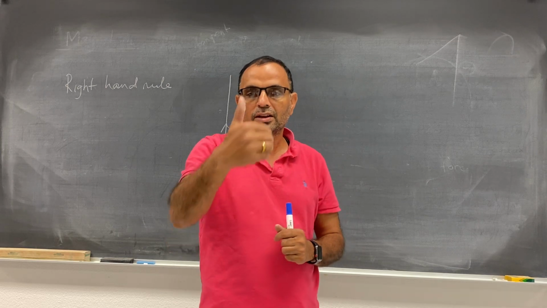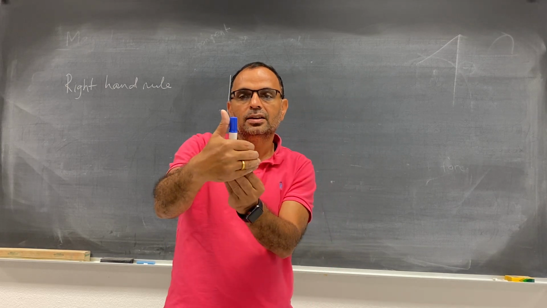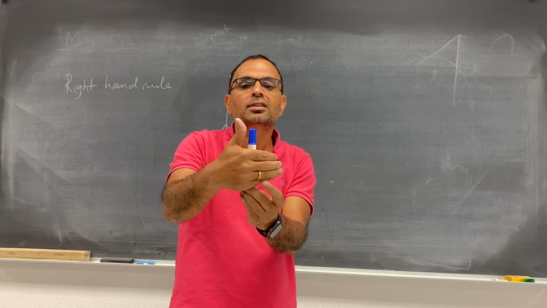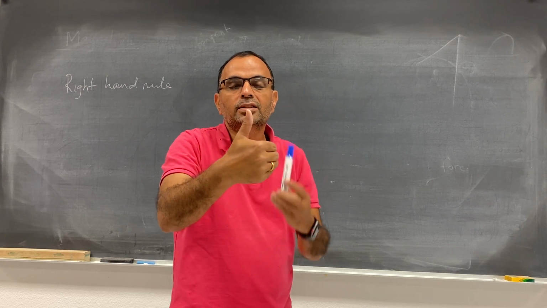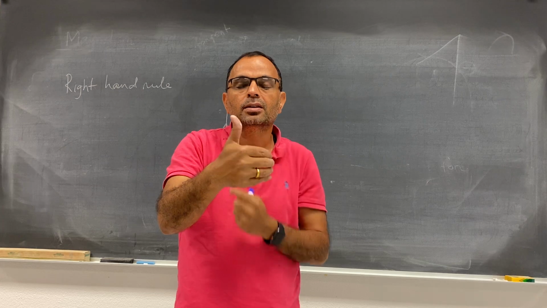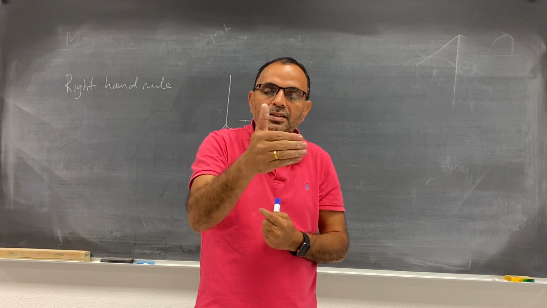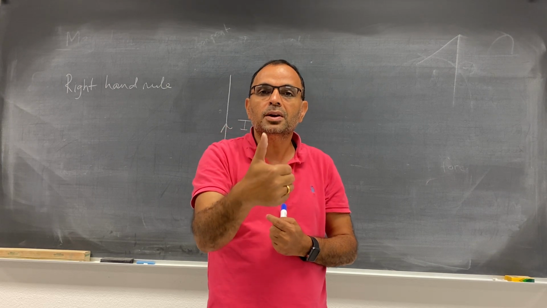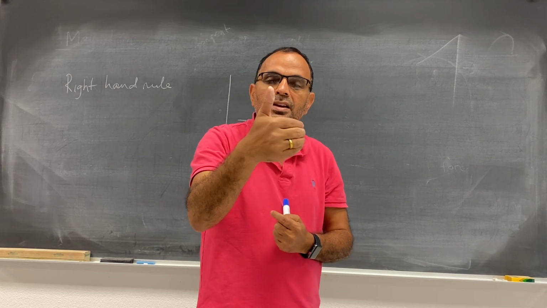So again, look here, you grab something like this. The conductor, the blue marker, that is what I consider the conductor. The thumb is pointed this way. This is the direction of the current, up, and the magnetic field is this way, right hand rule. Don't use your left hand. So if the current is up, the magnetic field is this way.